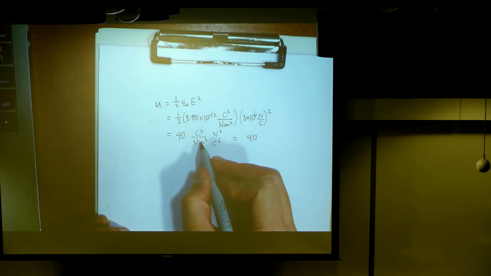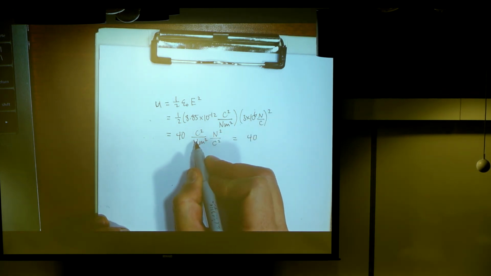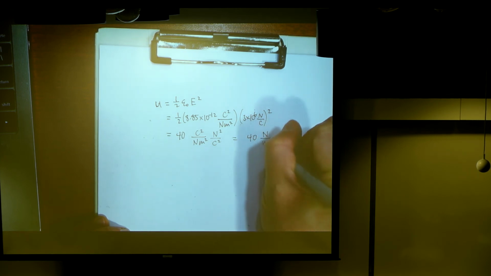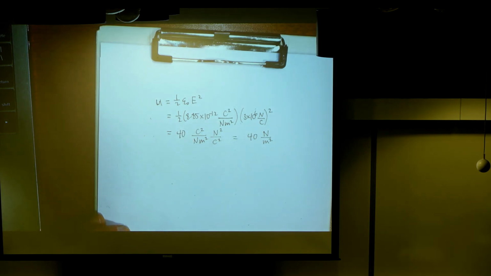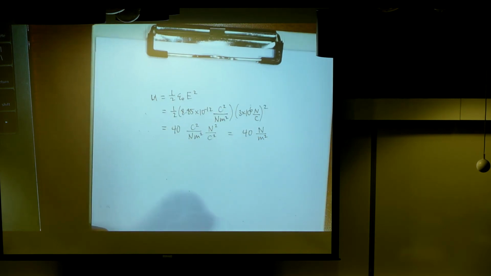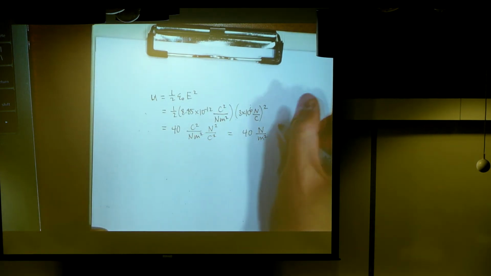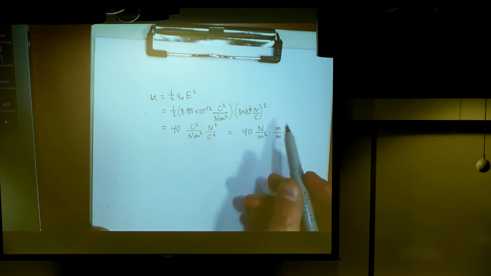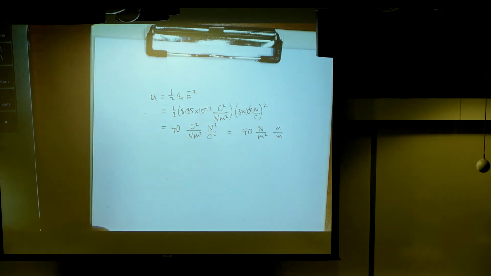Okay? And then I have newtons squared on top, and then just newtons on the bottom. So that's just one factor of newtons on top, right? And then meters squared still on the bottom. So what I'm going to do with that is I'm going to multiply meters on both the top and the bottom. I'm allowed to do that because I'm not changing the value, right?